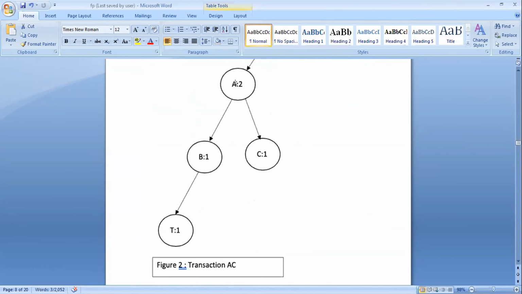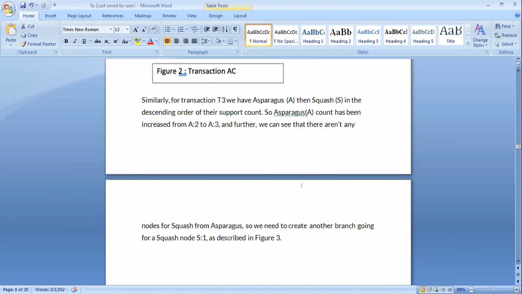A is repeated again here. We have to consider that its support count is incremented. That is the A. Its support count is 2, and C is in AC, so its support count is 1. So after the second transaction is complete, you can get it like this.